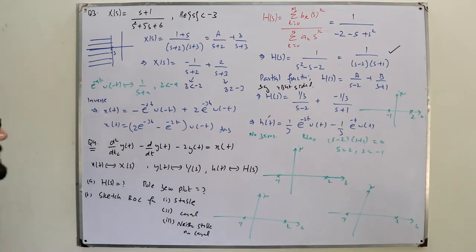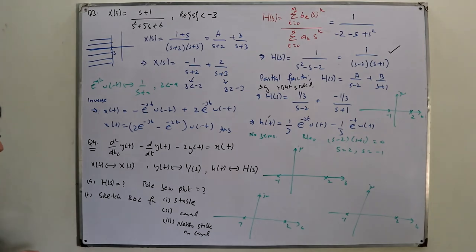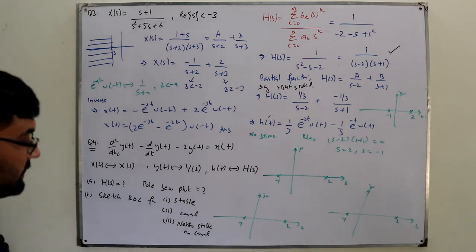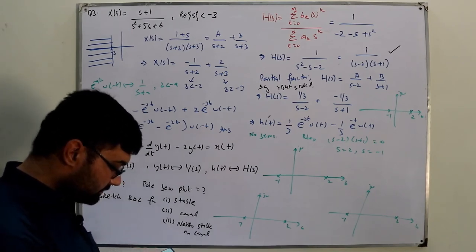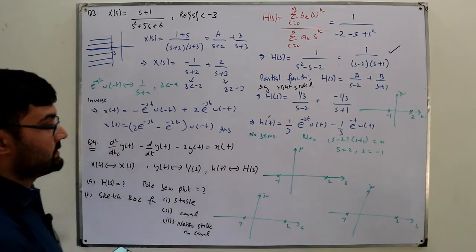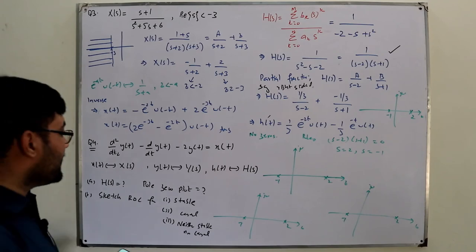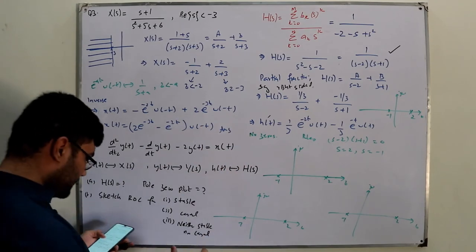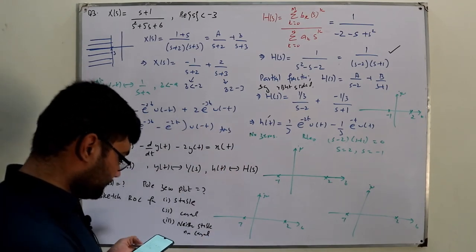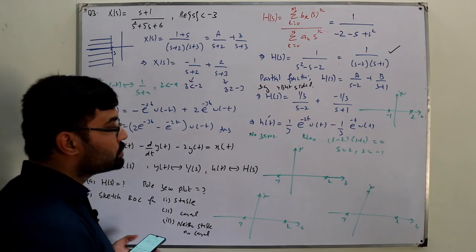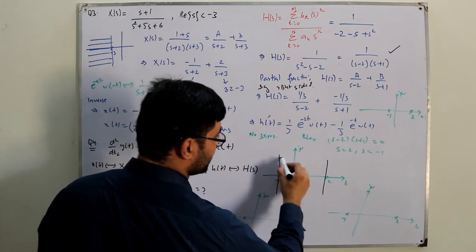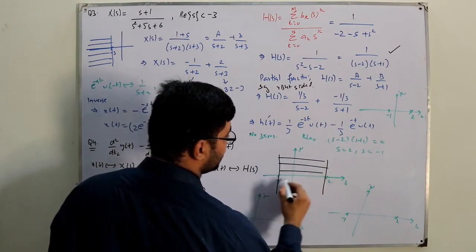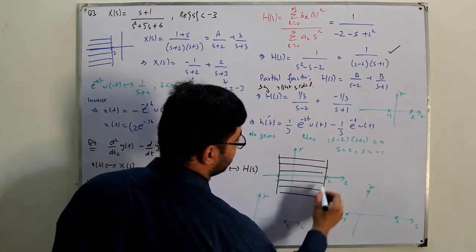When it is stable, it has to include the j omega axis, right? So I would draw it in between the two poles like this. So this would be for your stable system. We have seen it already.